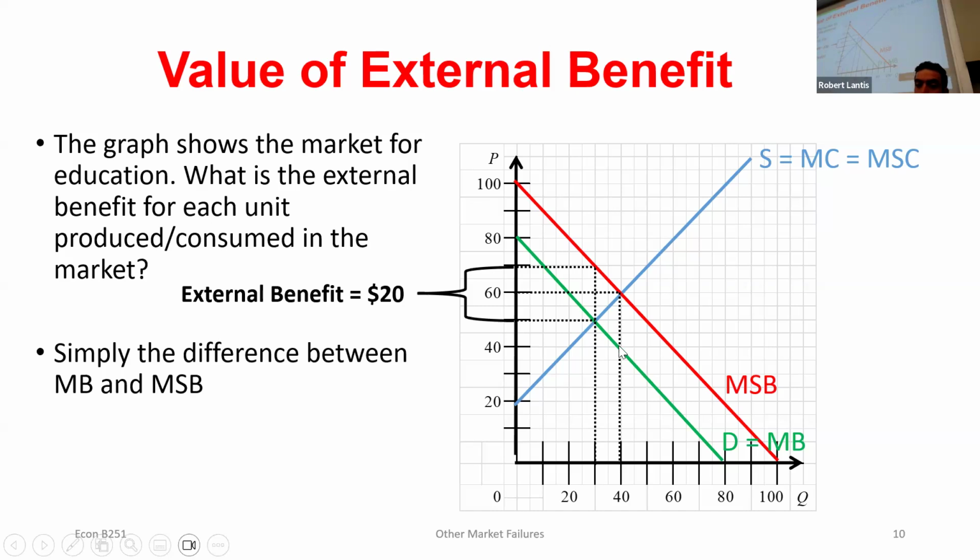So notice if I did it down here, for that 40th unit, what was the private marginal benefit? 40. What was society's marginal benefit? 60. So that external benefit in these models, we're assuming it's the same for every single unit. For every single unit that's consumed and produced in this market, society is benefiting by, in this example, $20 additional. Okay? We could complicate this and make the lines different slopes, but we won't go through that.